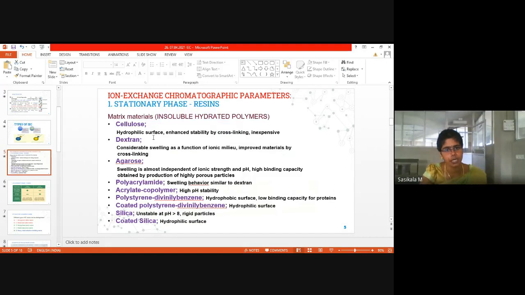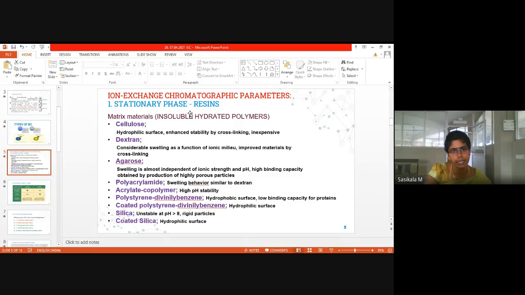What type of resins we can use? They are called as matrix materials. They are nothing but insoluble hydrated polymers. What is the nature of resin? Insoluble hydrated polymers. If it is soluble, it will be interacting with your sample. Okay, and it should be polymer to form a matrix. So that polymers will be having pores. Inside the pores, what happens? Ions will be getting interacted, or it forms hydrogen bonding with the polymer to exist in the surface. Okay, so the matrix material will be nothing but insoluble hydrated polymers.